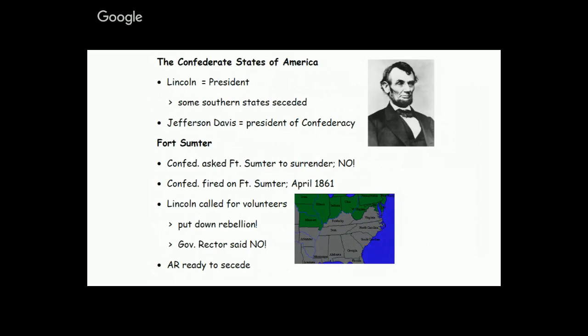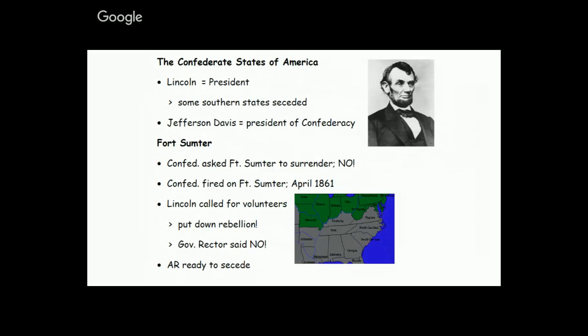Other states were, like Alabama, Georgia, Florida, Louisiana, Mississippi, and Texas. They all followed South Carolina's decision to secede, and they decided to secede when Lincoln became president. When he was elected president, South Carolina was like, not going to take it. See you later. And they seceded. They also named Jefferson Davis the president of the Confederacy.